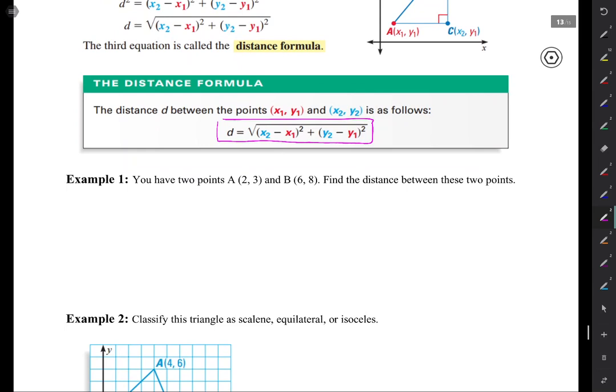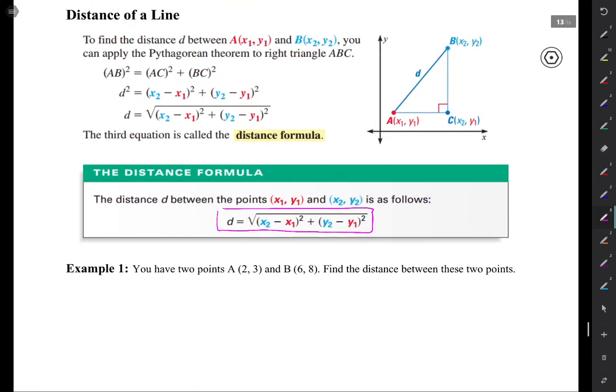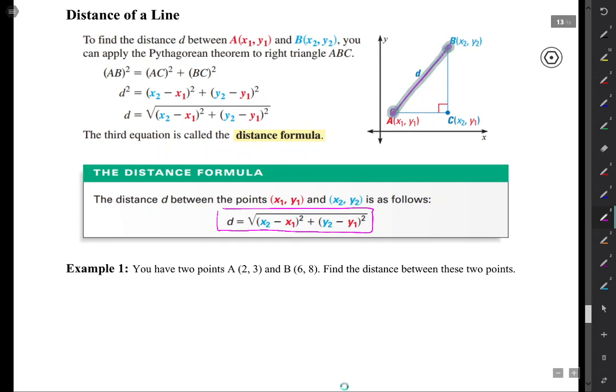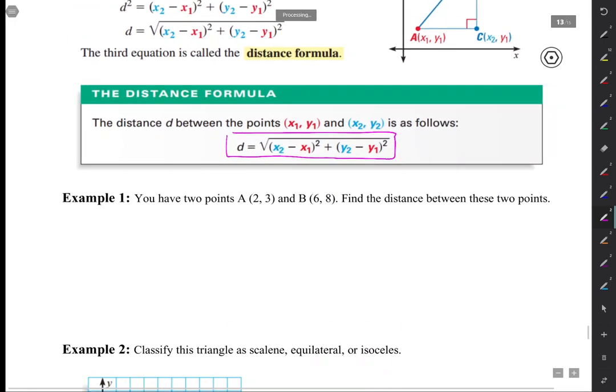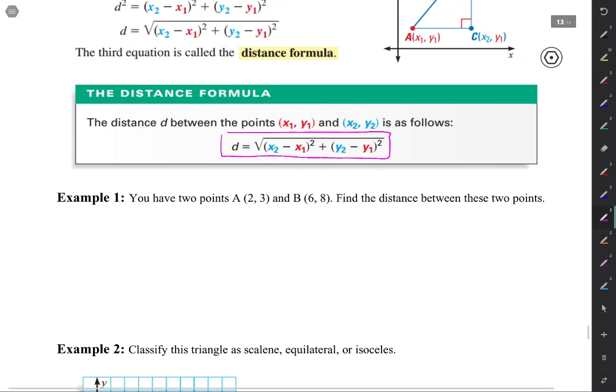So example 1, we have 2 points A and B, and there are the coordinates for A and the coordinates for B. Find the distance between these 2 points. So it's like having 2 points on a graph, as we could see here, 1 and 2, and we are finding the distance in between them. So we are going to use the distance formula for that. Now you'll notice inside this formula we have x2, x1, y2, y1. So let's see what these things actually mean.